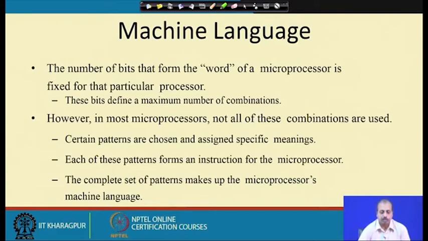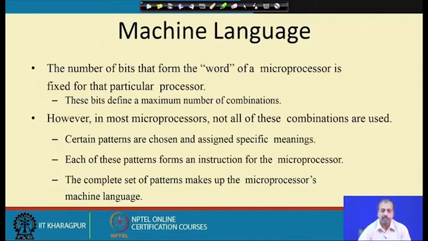In case of a microprocessor, the number of bits that form the word of a microprocessor is fixed for that particular processor. Word means in one access how many bits it gets, or when it is doing some arithmetic logic operation, what is the minimum number of bits on which it is operating. In case of 8085, we will say that it is an 8-bit processor, because all the operations are 8-bit operations.